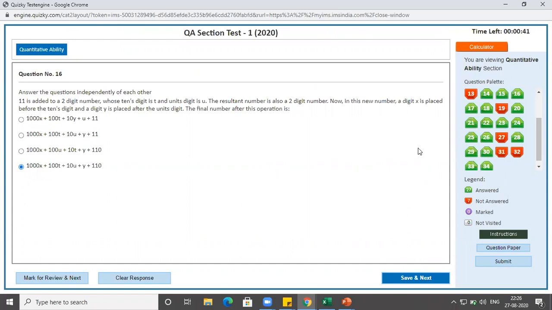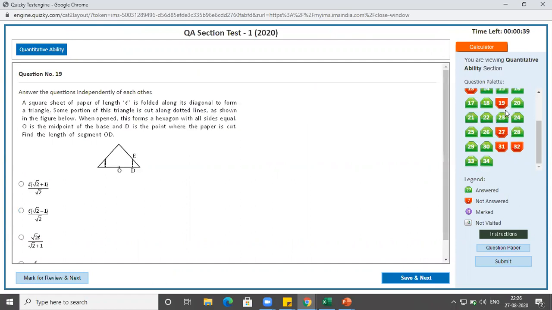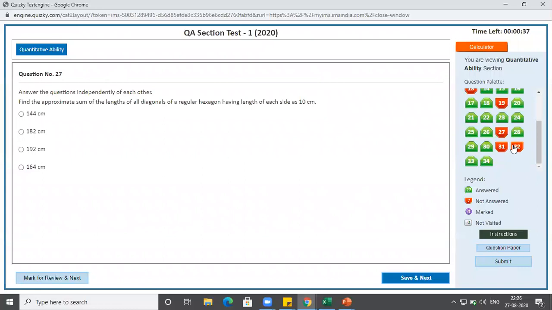Okay cool, I think we're done. We don't have time, it's 40 seconds now. Anything easy? We have to approximate some of the lengths of the diagonals of a regular hexagon having each side as 10 centimeters. No, leave it be. Okay, we're done. Let's see what the status is. 13 seconds left.